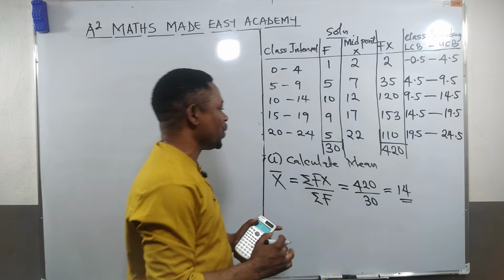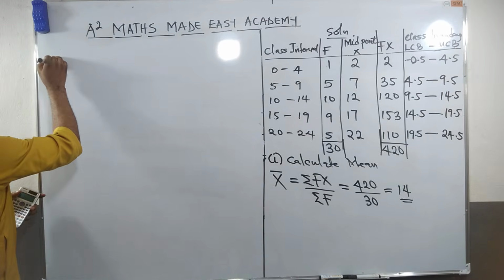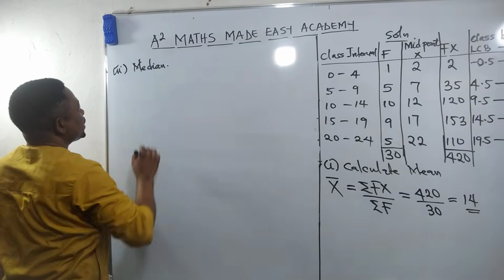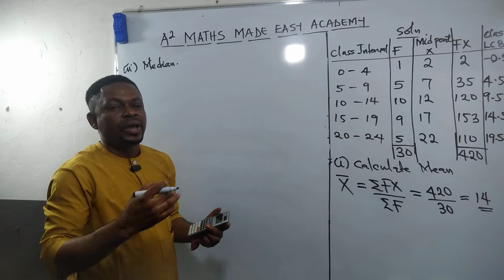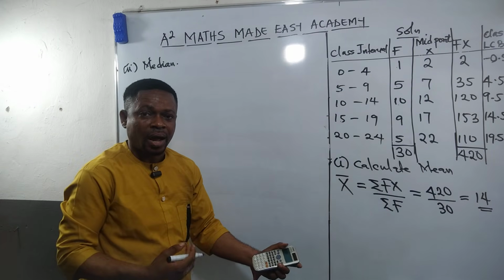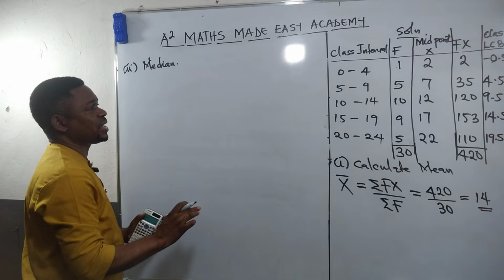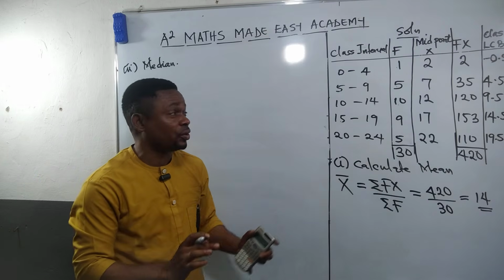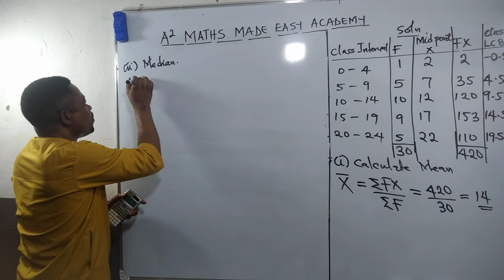Now it's obvious that we can calculate what we are looking for, which is the median. I want you to watch. The second question says we should calculate the median. You know that the median is always the middle number in a distribution when it is arranged in ascending order or descending order of magnitude. But we are not dealing with that same direction. We are talking about how to calculate the median of a distribution when the data is grouped. How? This is the formula.